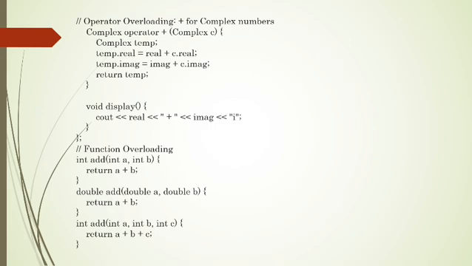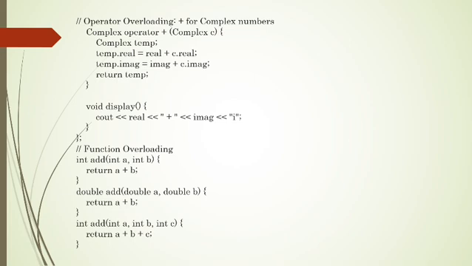Here we overload the plus operator for complex numbers. This function adds the real part of one object to the other and also adds the imaginary parts. The result is stored in a temporary object which is then returned. The display function displays the complex number in the form of real plus imaginary i. Closed braces with a semicolon define the completion of the complex class definition.